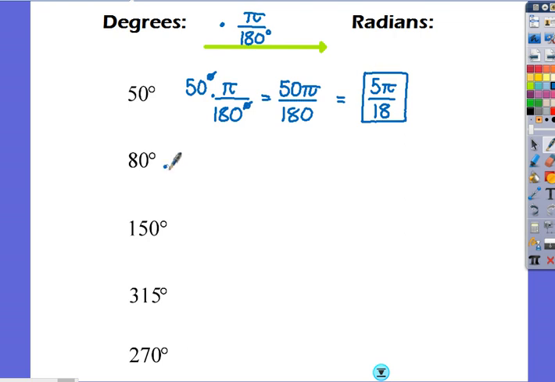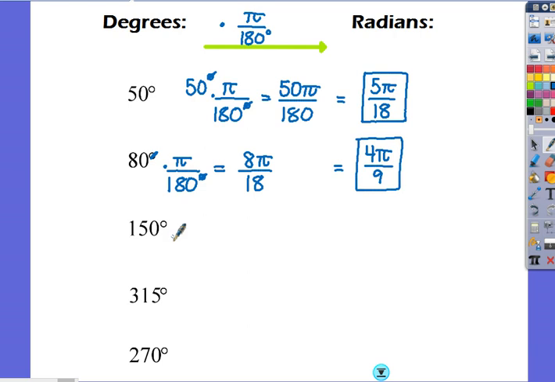80 degrees. We're going to see pi show up here because the pi doesn't cancel, the degrees cancel. And we can cut that down by 10. We've got 8 pi over 18. And I guess we can halve those, right? 4 pi over 9.